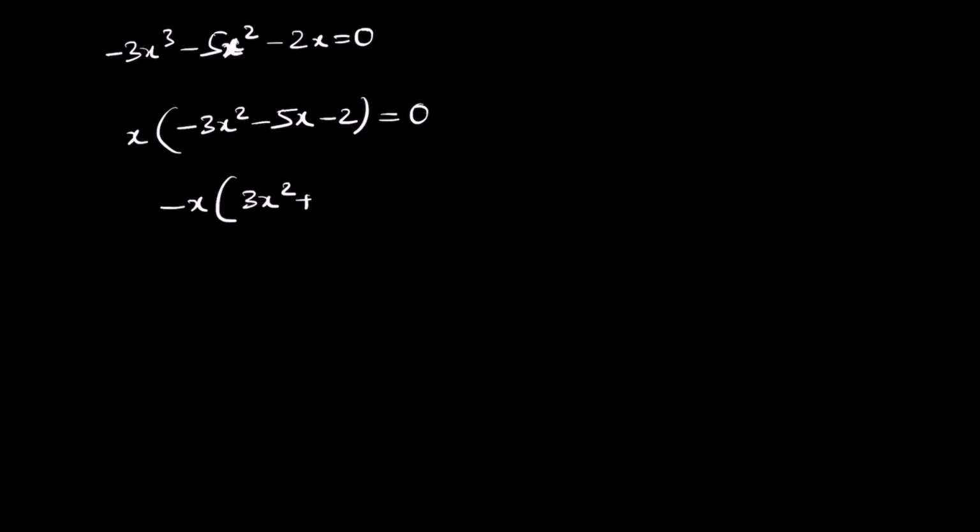You get 3x square plus 5x plus 2 equals 0. Now we have taken the value out. Now only factorize the value that looks like the quadratic equation, which is 3x square plus 5x plus 2 equals 0. Notice that x is still there, so let's keep the x there.